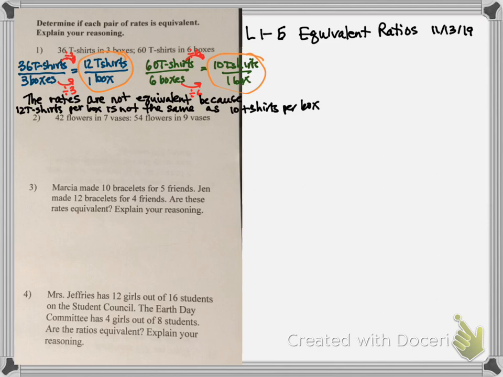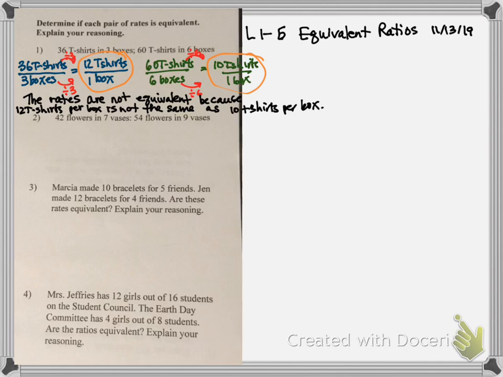Okay, that's pretty basic. All right, let's look at the next one. I've got 42 flowers in 7 vases and 54 flowers in 9 vases. Well, I know 7 goes into 42 evenly, and I know that 9 goes into 54 evenly, so I'm going to try unit rates again.